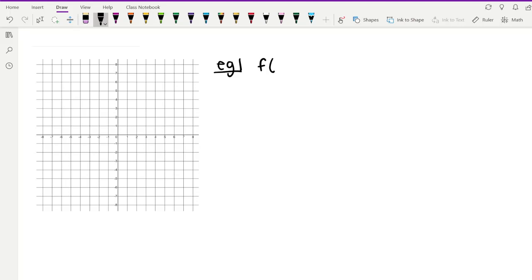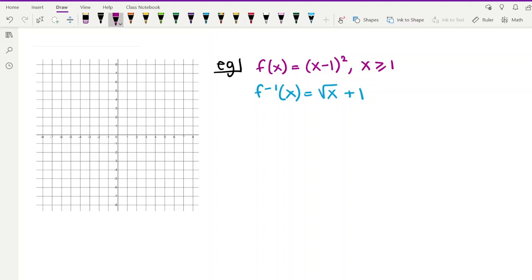So the original function, and actually maybe let me color code this. The first function will be (x minus 1) squared, x is greater than or equal to 1. And then what we saw in the previous video is that the inverse function for this comes out to be the square root of x, plus 1. So I just want to graph these two functions and see how they have that same relationship that we saw in the other graphs. Okay, so what does (x minus 1) squared look like?